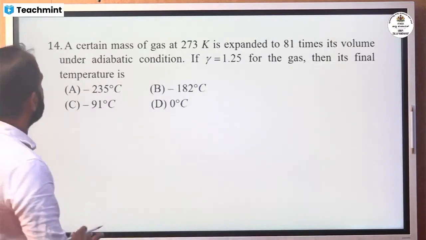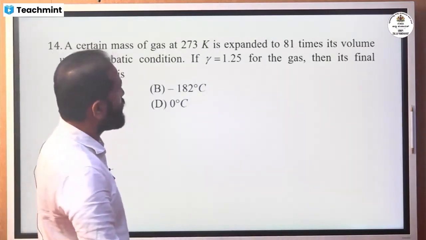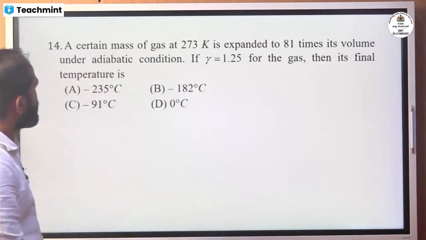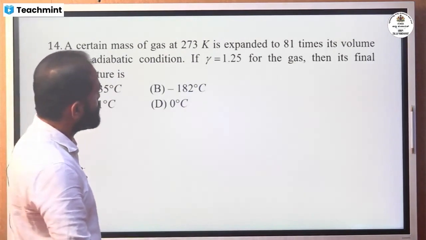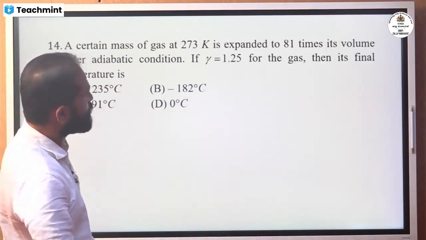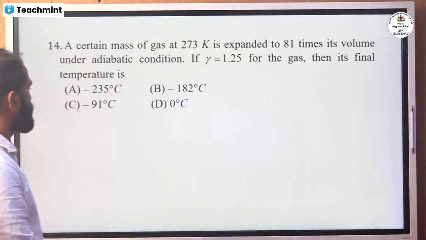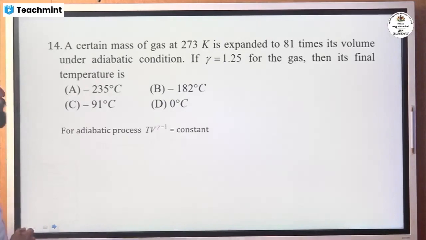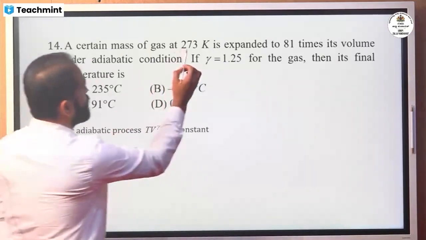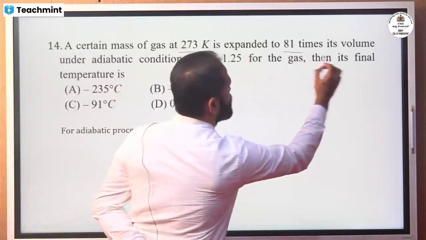Question 14. A certain mass of gas at 273 Kelvin is expanded 81 times its volume under adiabatic condition. If the ratio of specific heats, that is gamma, is equal to 1.25 for the gas, then its final temperature is asked. So let's use the adiabatic equation, which contains temperature, that is given information, and it is expanded 81 times. That means what is given is the volume.